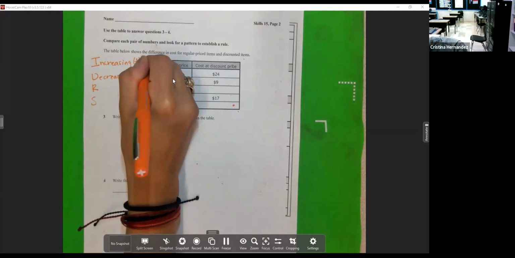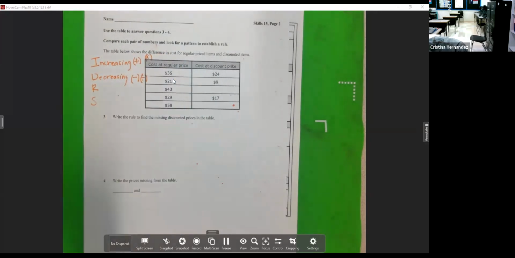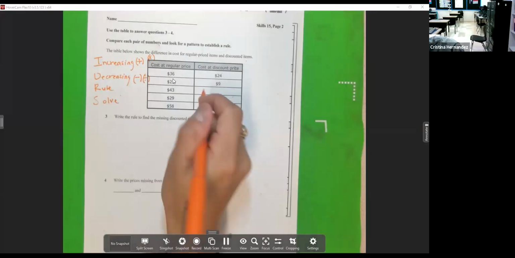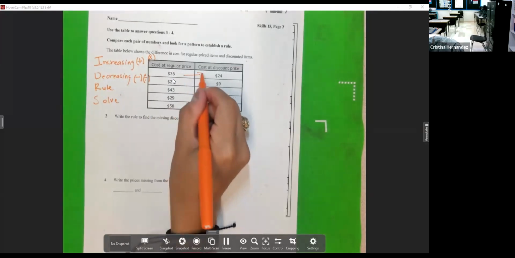I finally got it right. Or multiplying. And then we have our rule and we have our solve. We find a rule and then we solve. So if we're looking at the relationship between these two numbers, that's the input, that's the output. I already know some of you are going to be like, what? Output. When we're going from 36 to 24, are we increasing or decreasing, going to the right? Somebody tell me. Besides my ones that always answer.